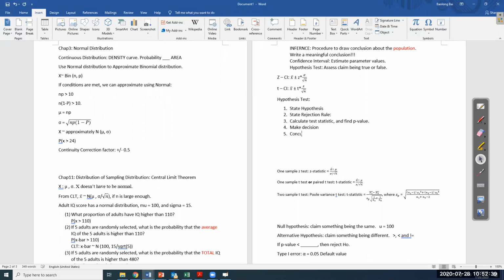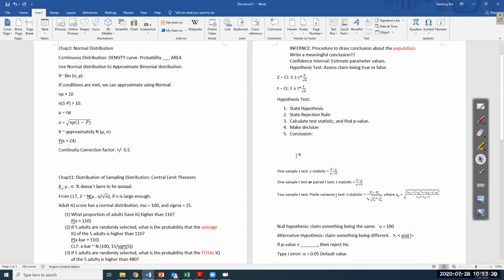And the last step, conclusion. Again, make sure you write a meaningful conclusion, right? So write in a sentence to tell either your boss or whoever is reading your paper to understand what you're trying to tell after you analyze the data. Okay, so use some context words, common language to tell what's the point you're trying to make after you do the analysis. So for all the hypothesis tests, please make sure to follow the 5-step procedure. For any missing step, you will be deducted points, all right?